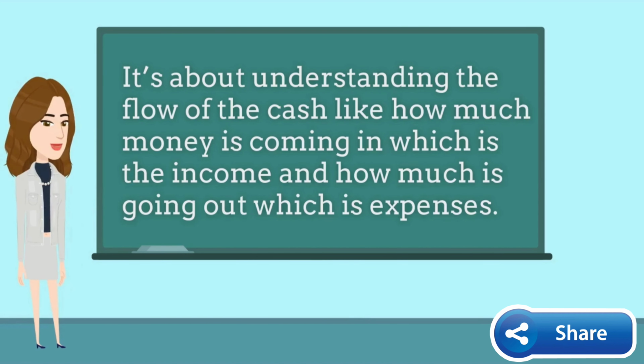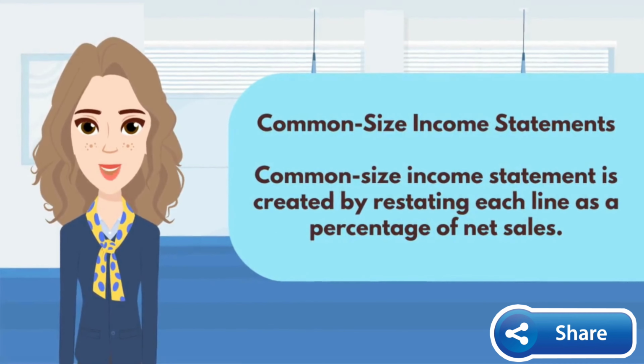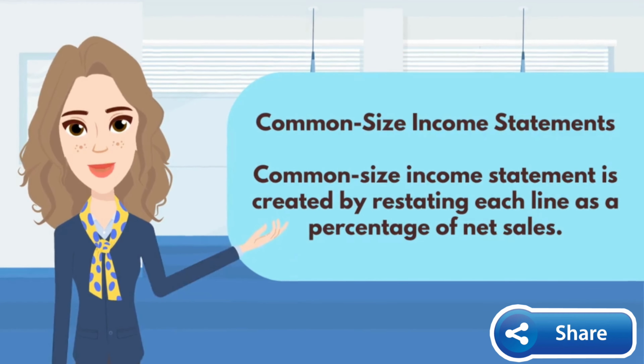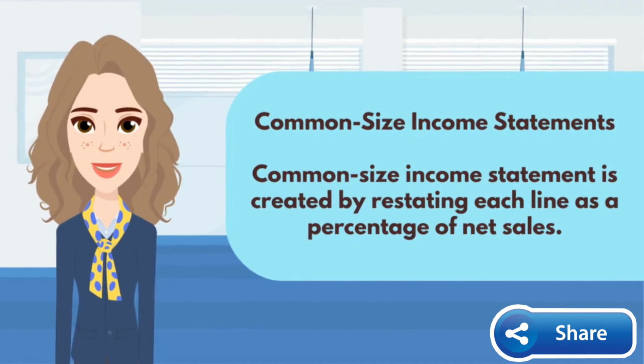A common-size income statement is a financial statement that presents each line item as a percentage of a base figure, usually total revenue or net sales, that allows easy comparison of different components of the income statement across time periods or between companies of different sizes. It helps to identify trends and analyze the relative importance of each expense or revenue category in relation to the total revenue.